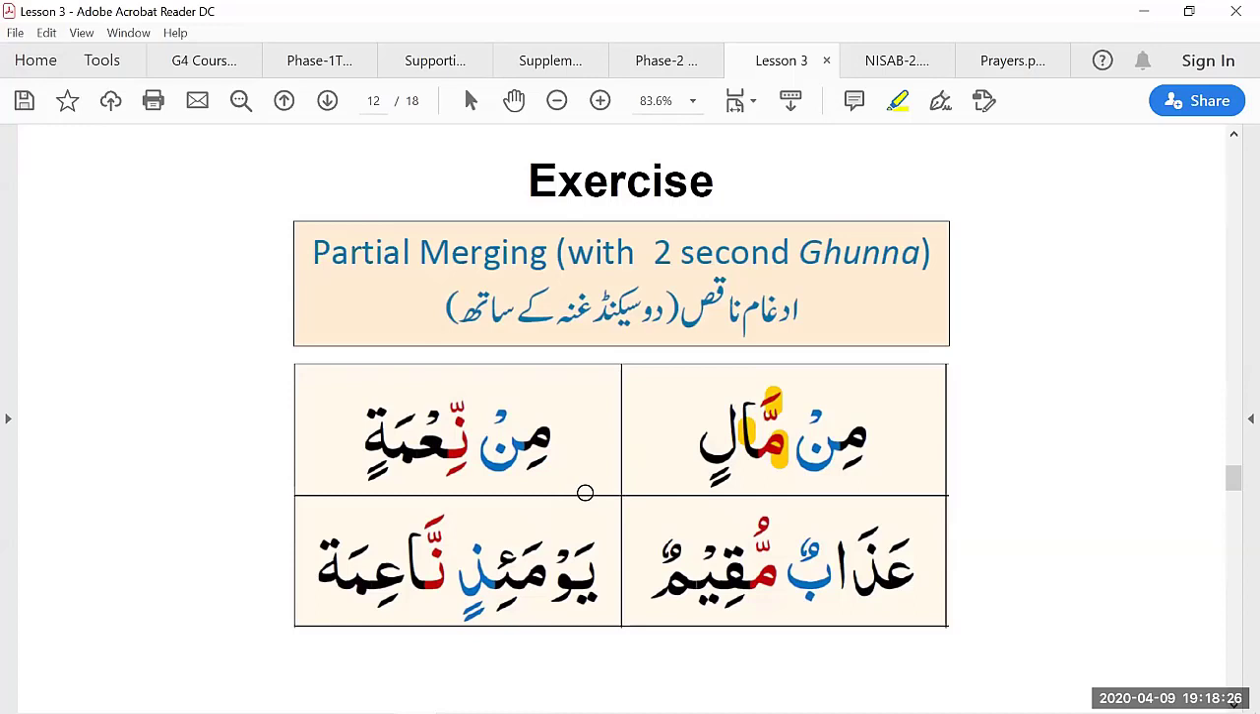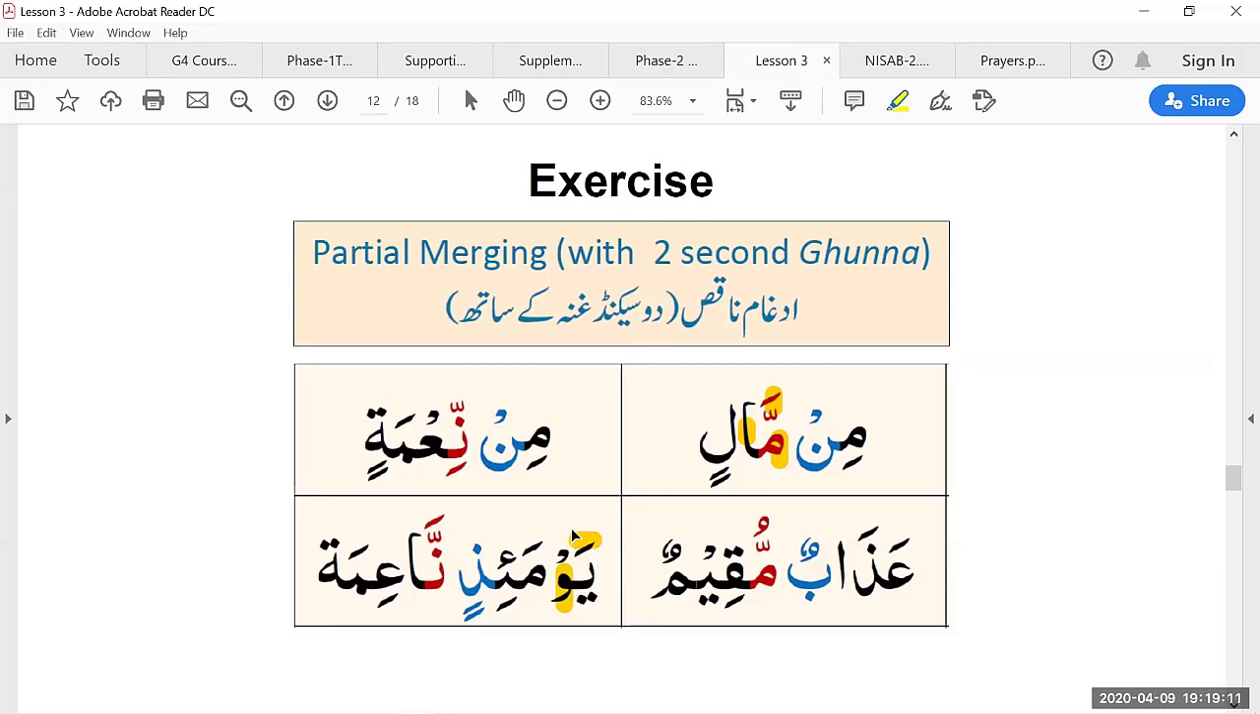Min ni'mah. Okay, that's right. Adhabun muqim. Okay, that's right. Yawma'idhin na'imah. Okay. So here, can you tell me what rule we have applied here? Is it huruf mad? No. Okay, so if it was a haruful mad, then the previous letter would be carrying a different stroke. So think about it. Which stroke would it be carrying?